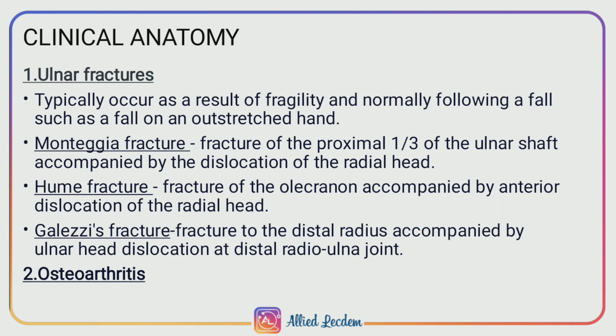As we have seen, bones are at risk of fracture. First comes the ulnar fracture, which typically occurs as a result of fragility and normally following a fall, such as a fall on an outstretched hand. Next is the Monteggia fracture, where the fracture occurs in the proximal third of the ulnar shaft, accompanied by dislocation of the radial head. Next are the Hume fracture and the Galeazzi fracture.